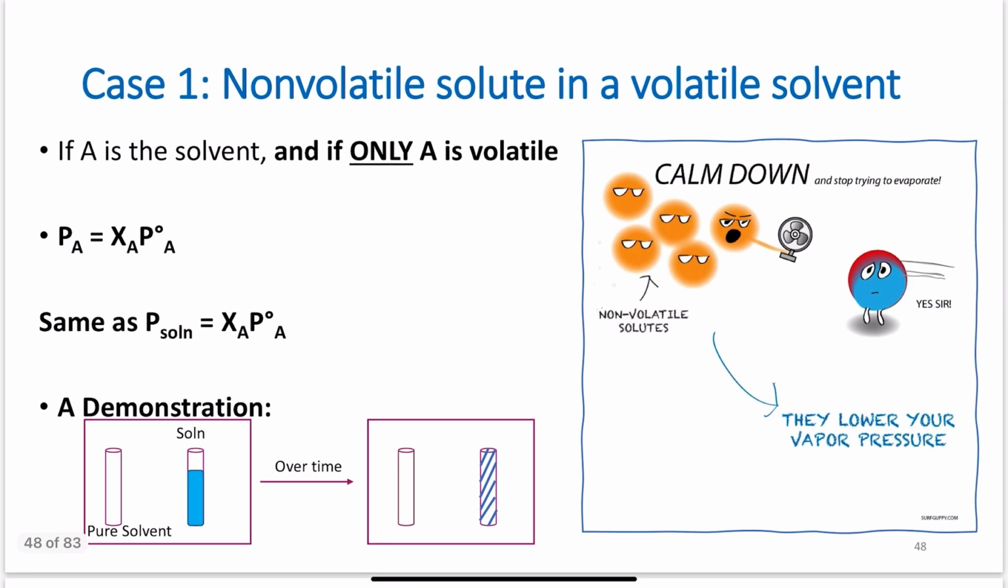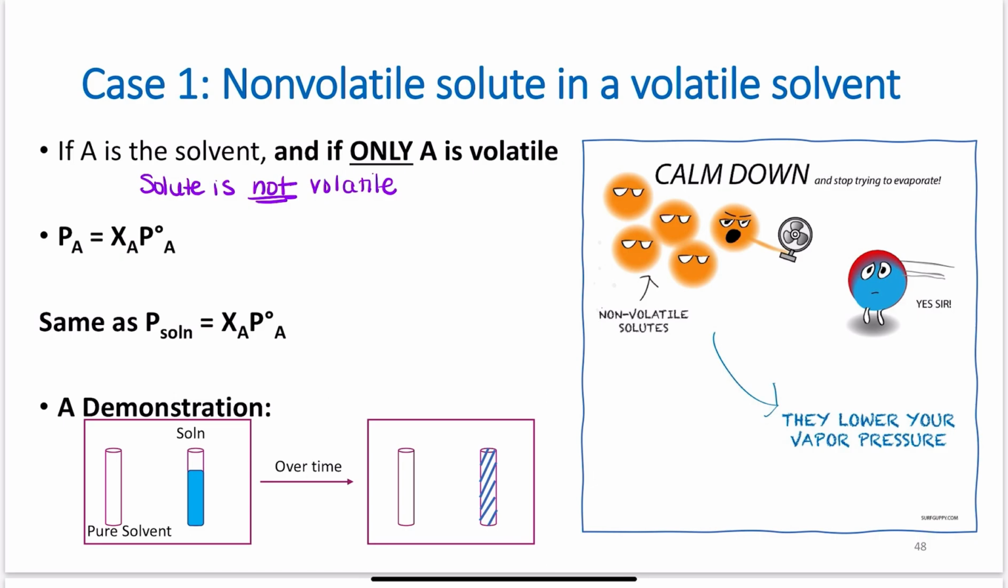We do have two different cases we're going to look at. We're going to look at if we have a non-volatile solute and the solvent is volatile, and then we're going to look at if both the solute and solvent are volatile. First, let's talk about non-volatile solute and a volatile solvent. If A is your solvent and if only A is volatile. So if I've got some system where my solvent is volatile but my solute is not volatile, they will lower the overall vapor pressure of the system.